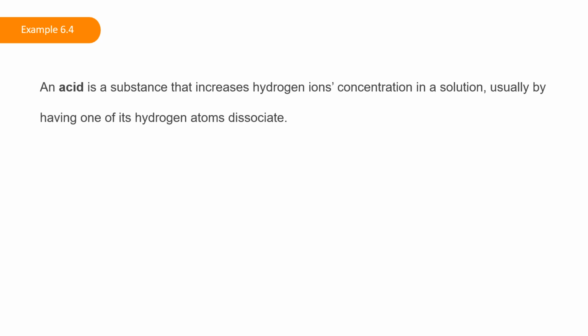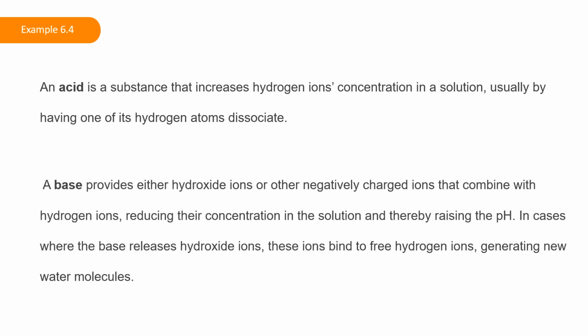Non-neutral pH readings result from dissolving acids or bases in water. Using the negative logarithm to generate positive integers, high concentrations of hydrogen ions yield a low pH number, whereas low levels of hydrogen ions result in a high pH. An acid is a substance that increases hydrogen ion concentration in a solution, usually by having one of its hydrogen atoms dissociate. A base provides either hydroxide ions or other negatively charged ions that combine with hydrogen ions, reducing their concentration in the solution and thereby raising the pH. In cases where the base releases hydroxide ions, these ions bind to free hydrogen ions, generating new water molecules.